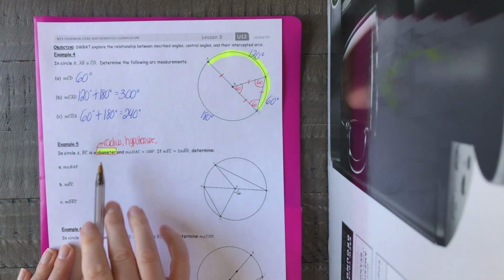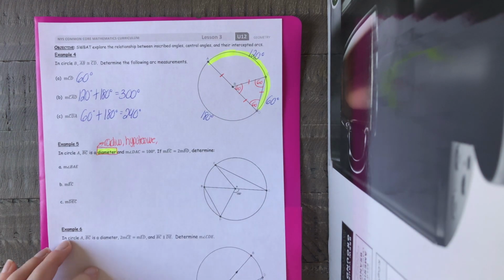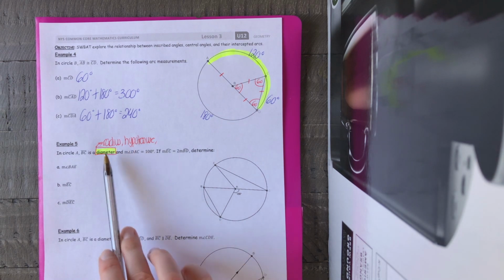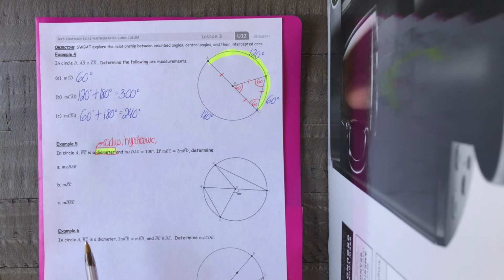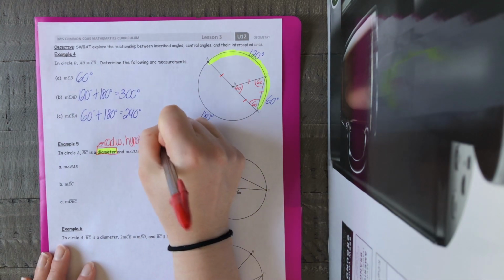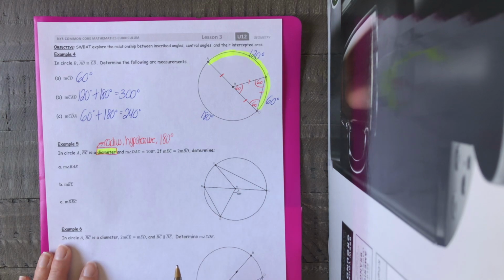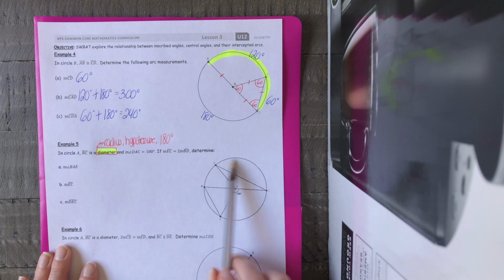I also think of the word hypotenuse because I know if the diameter is creating a triangle, it's really a right triangle. And that means that the diameter would be the hypotenuse in that right triangle. And then last but not least, I also think of the number 180 because I know a diameter creates half a circle, right? That semicircle. So I know that the bottom half is 180 and the top half is 180.